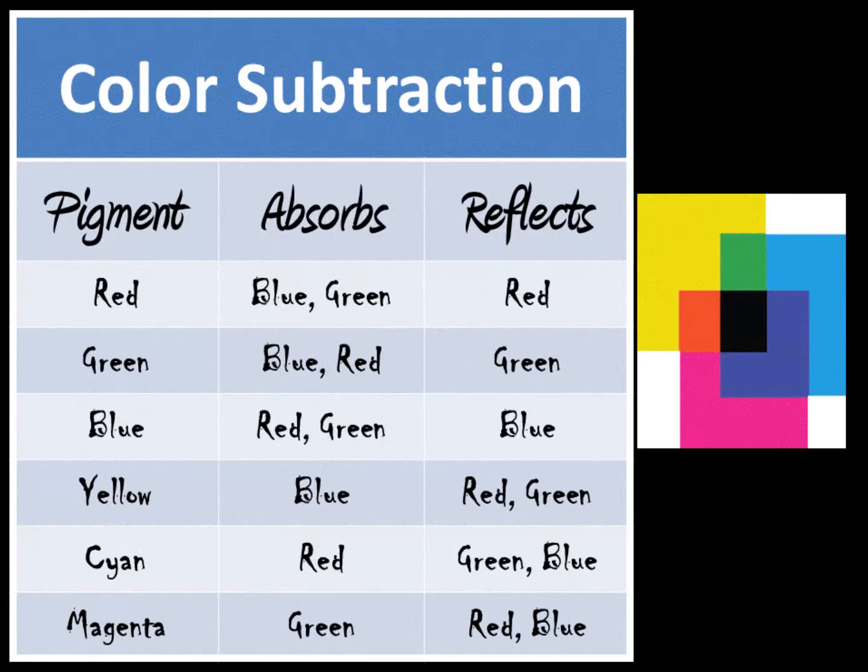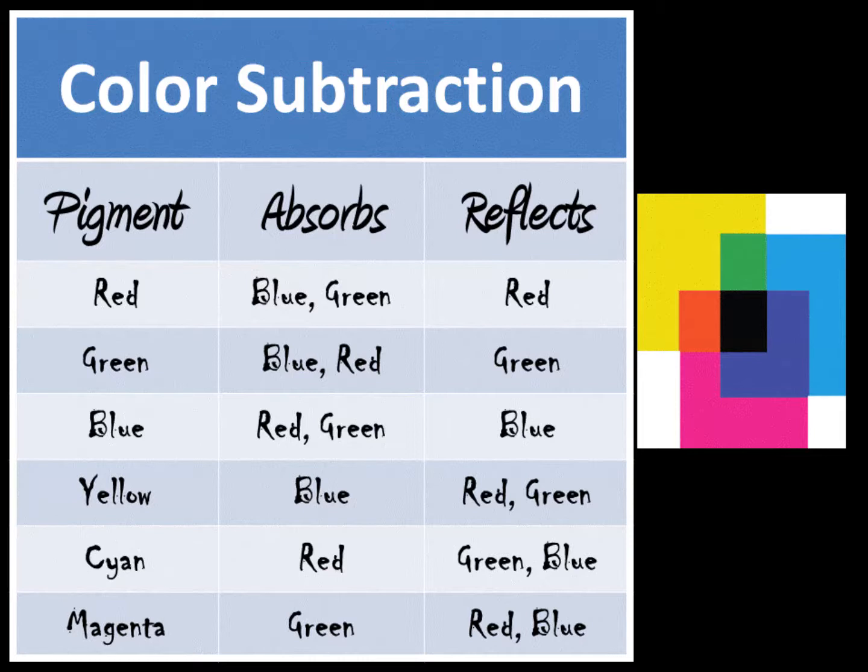Here's color by subtraction. The pigment is red, so it absorbs blue-green and reflects red. The pigment color and the reflected color are actually the same thing. Green is going to absorb blue and red, so green will be reflected. Blue will absorb red and green, so blue is reflected.